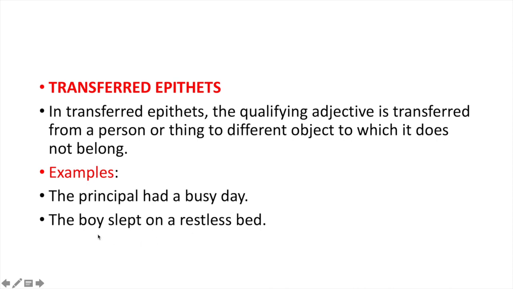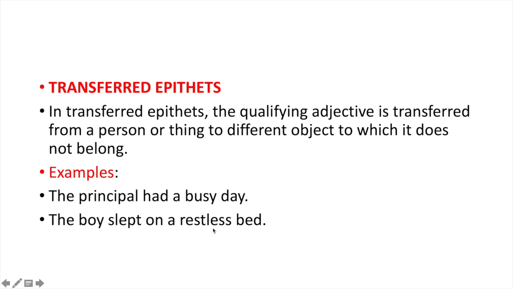See another example. The boy slept on a restless bed. Now here the adjective is restless. Who is actually restless here? The boy is restless. But this adjective is transferred, or moved, from the subject boy to bed, and it is used with another noun, bed. Such a case, whereby the adjective is transferred from one place or person to another to which it does not exactly belong, is called transferred epithet.